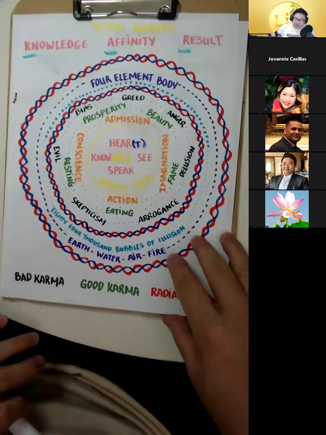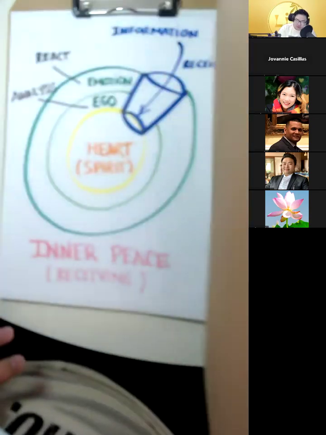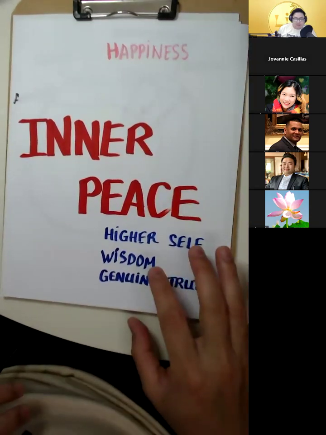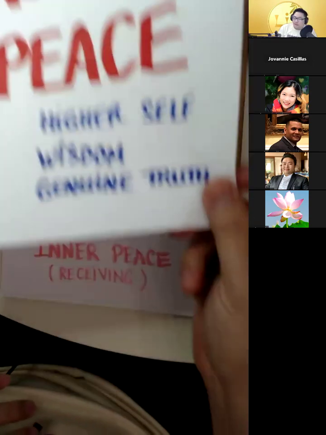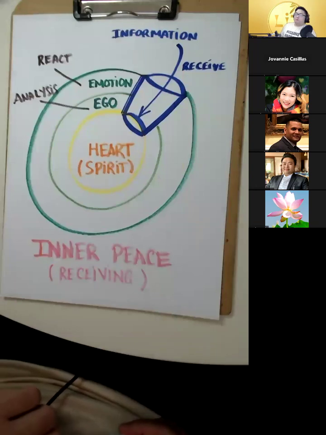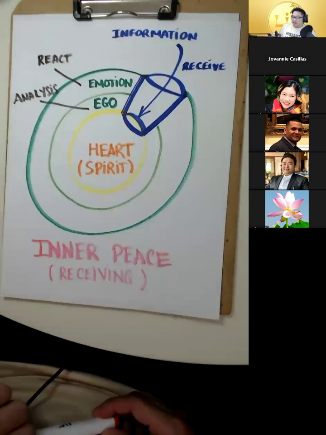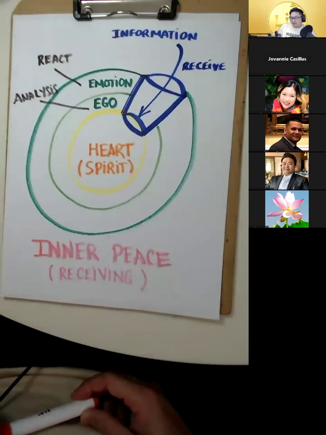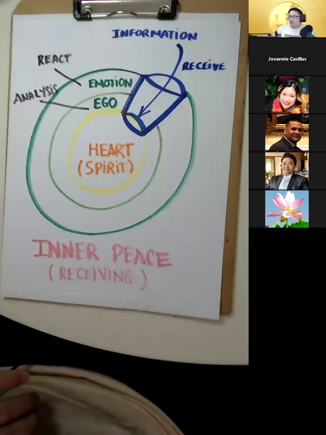So the formula to find your genuine truth, to elevate your wisdom, to truly find inner peace is something that people for thousands, if not millions of years have sought. They want to find their inner peace.